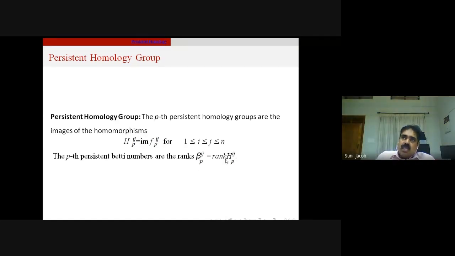Therefore, analogously to Betti numbers and homology groups, we define the persistent homology group and persistent Betti numbers, which have a much higher discriminating power than the conventional classical Betti number, which gives the rank of the homology group. Here it is the rank of the persistent homology group.